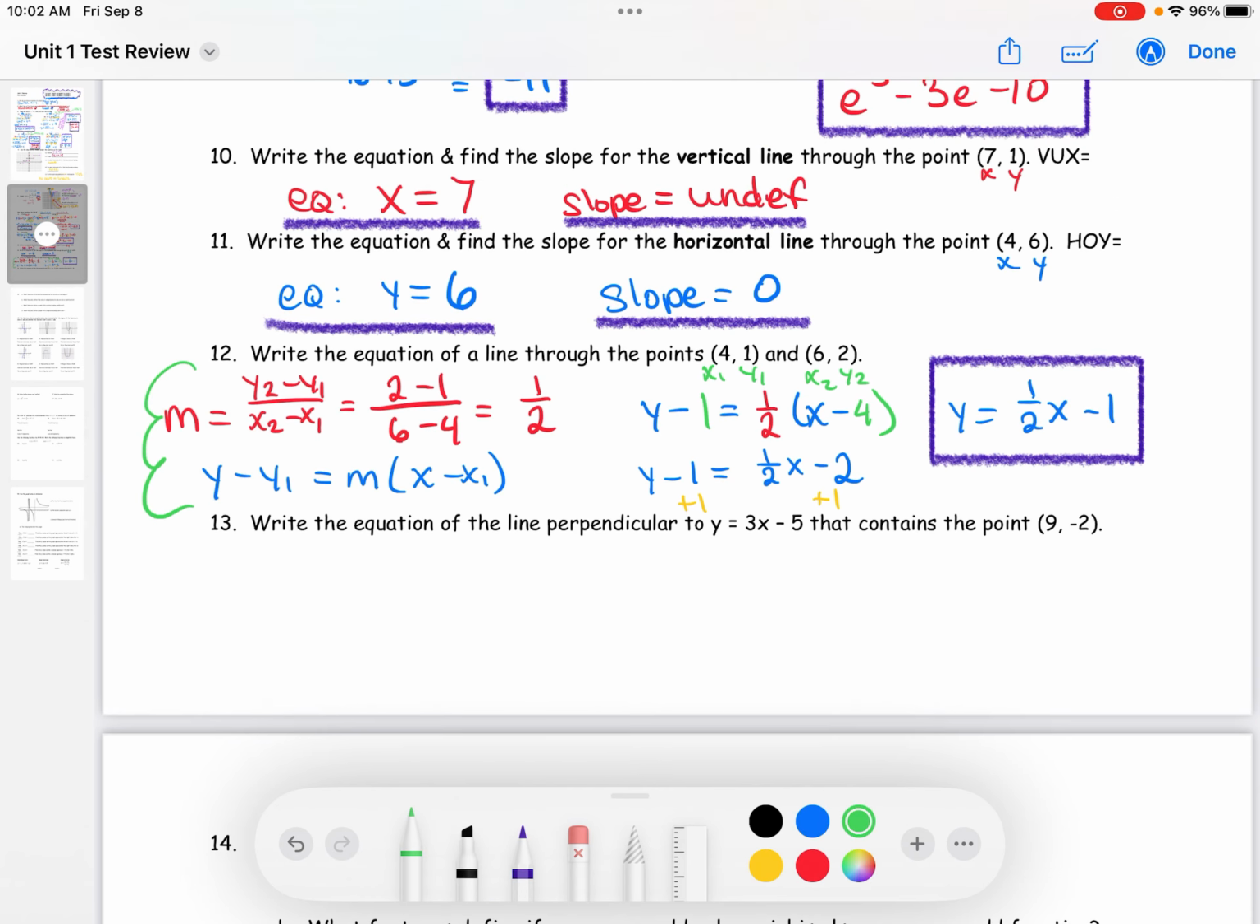These formulas and HOY equals, VUX equals will be given to you on the test.